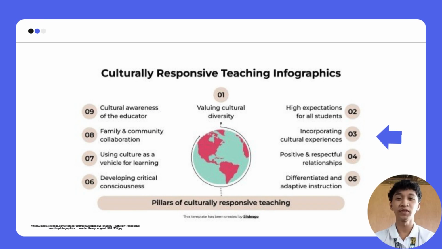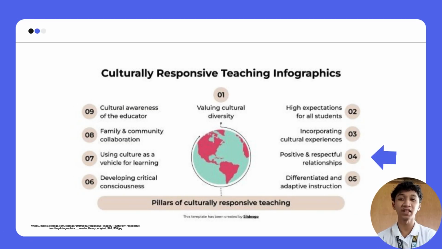Number 3. Incorporating cultural experiences. We integrate students' cultural stories, traditions, and histories into the curriculum. Number 4. Positive and respectful relationships. We build trust, respect, and care in teacher-student interactions. These relationships are the foundation of a supportive learning environment.